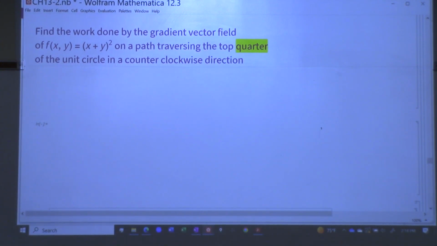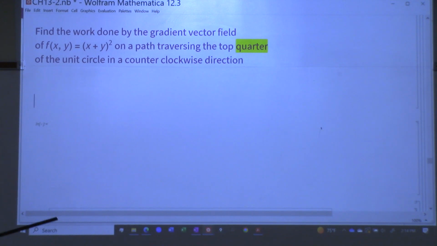Find the work done by the gradient vector field of f of x, y equals x plus y, that quantity squared, on a path traversing the top quarter of the unit circle in the counterclockwise direction.